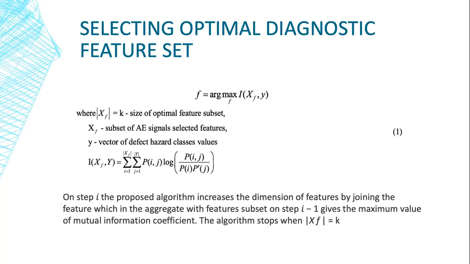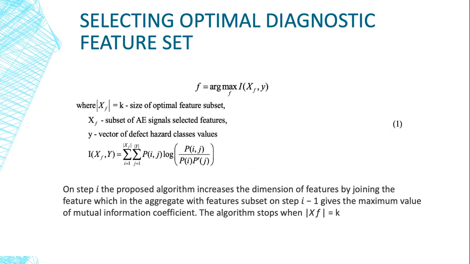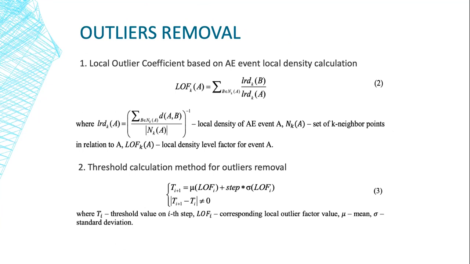And this algorithm stops when it reaches the predefined dimension size. So next step is to remove outliers.